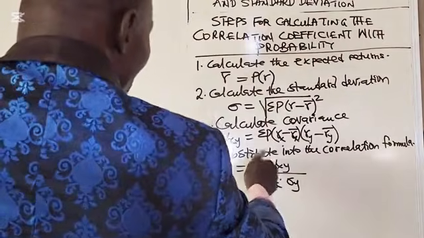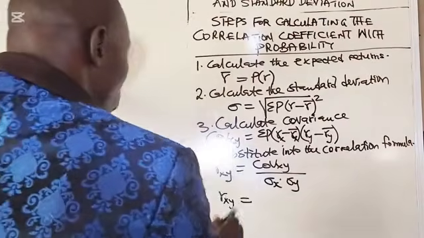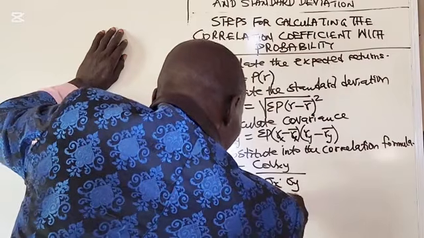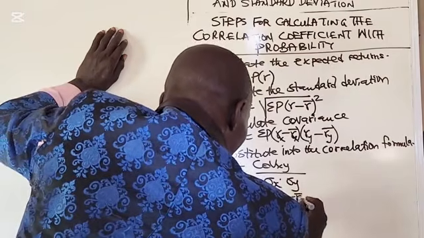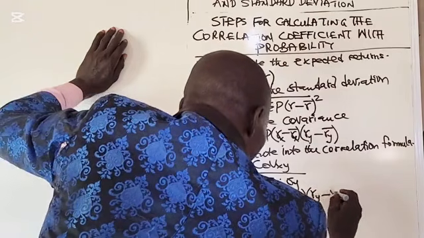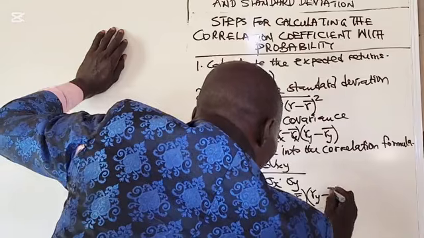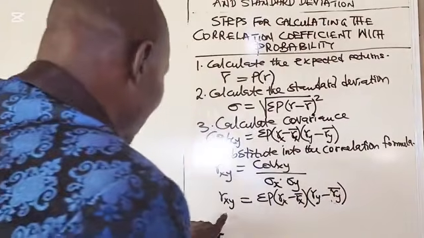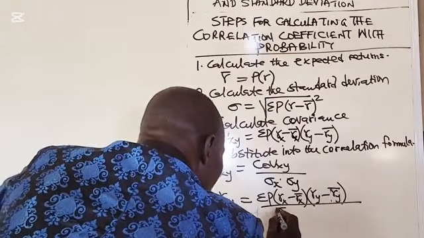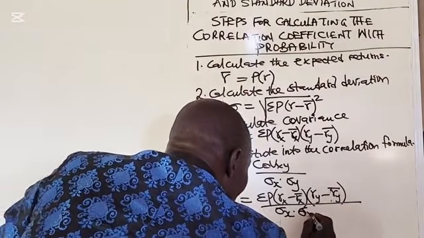And the formula for covariance is this. That means the correlation coefficient between the two securities will be equal to covariance of security X and Y, which is sum of probability times returns of security X minus expected returns of security X, times returns of security Y minus expected returns of security Y. So that is the covariance over the standard deviation of security X multiplied by the standard deviation of security Y.